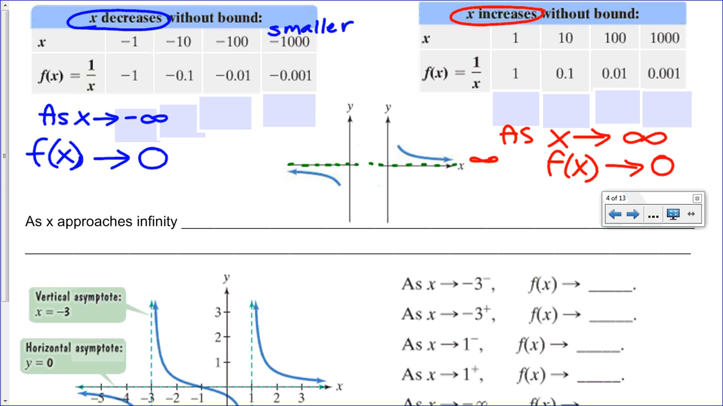So you can see that the y values or the function values are getting smaller, approaching 0. Because it doesn't matter how large this number is, you're always going to get a number that gets smaller and smaller, closer to zero, but it's not going to be negative. So let's see if this is true.